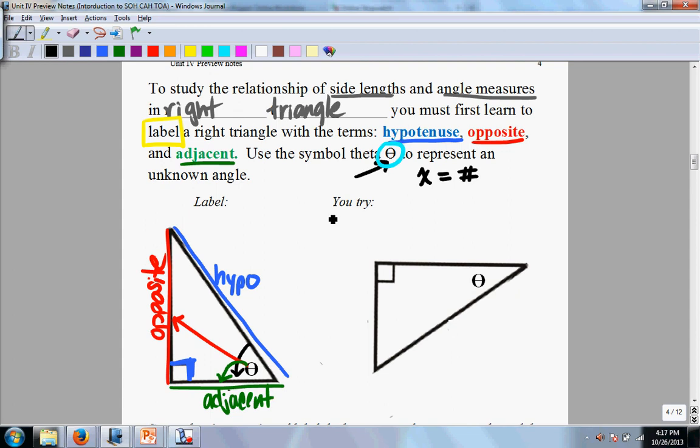Take a moment, and right here, I'd like you to try to label the hypo, the opposite, and adjacent in that given diagram. Go.